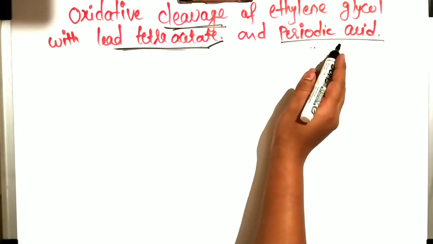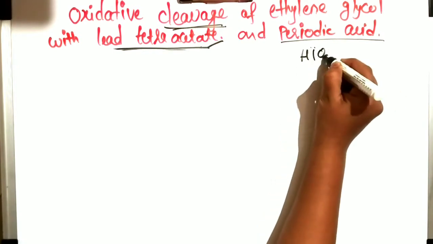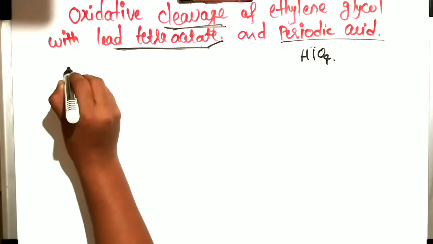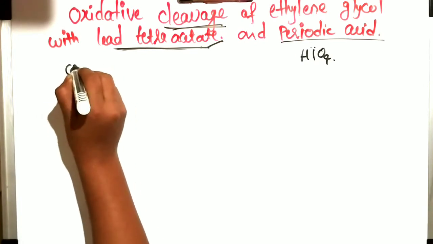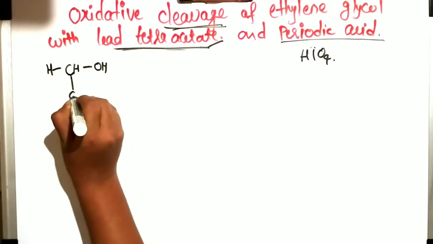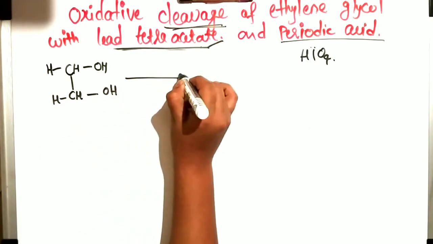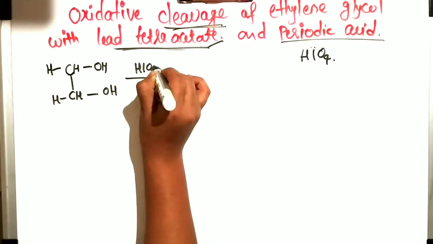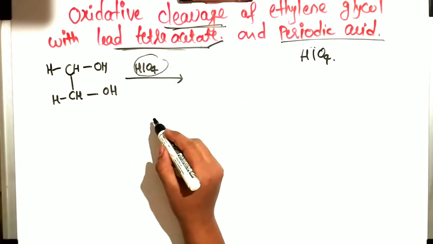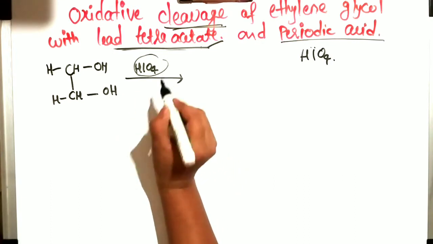So what happens in the periodic acid? How can we write periodic acid? That is HIO4. First, initially, what we should have is ethylene glycol, CH2OH, CH2OH. We have periodic acid, that is HIO4. This periodic acid we can have in two states, that is HIO4 and HIO6 also.